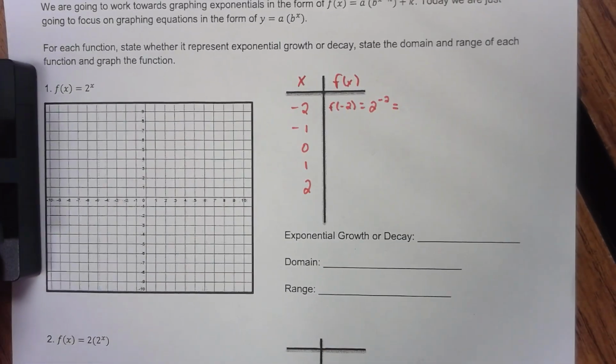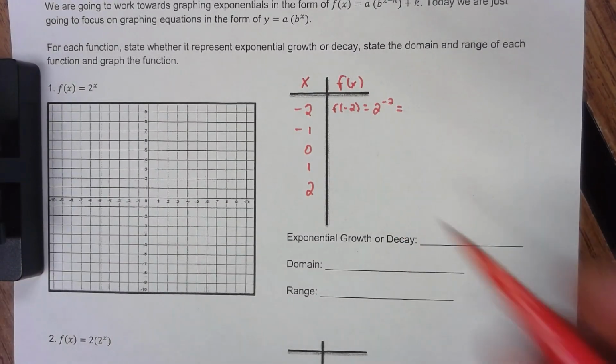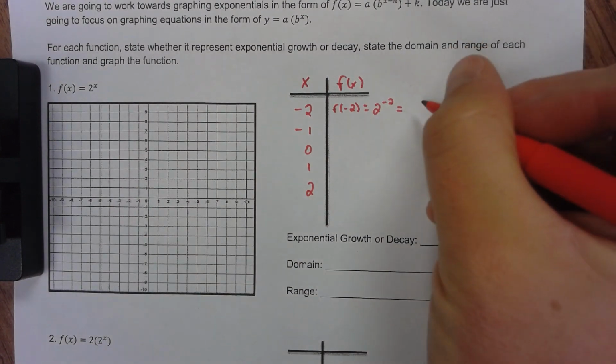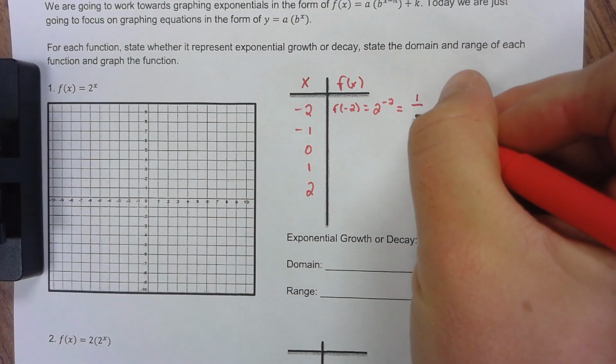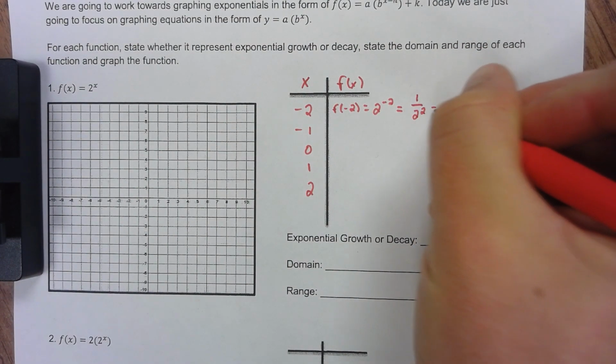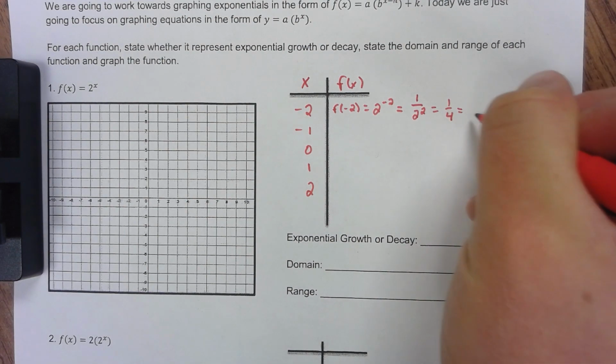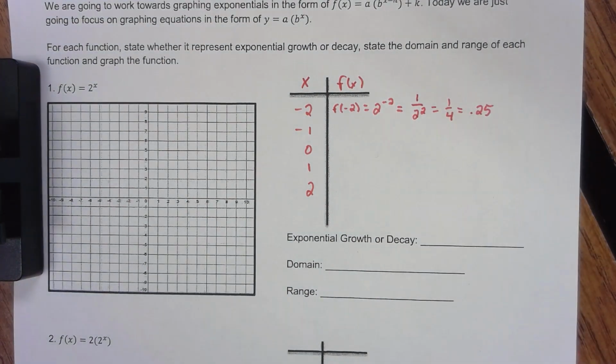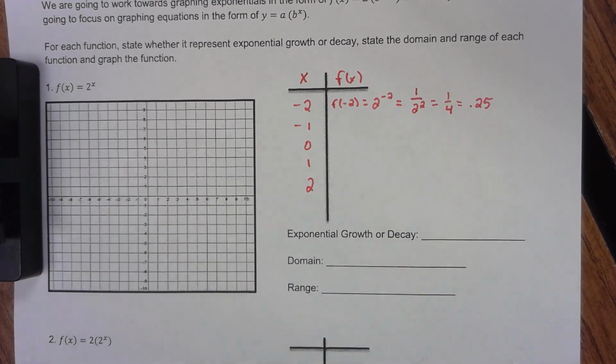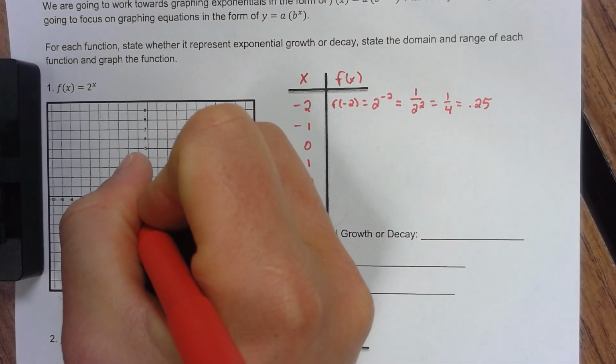If I have 2 to the power of -2, the negative exponent says this term needs to go down to the denominator, which makes the numerator 1, and this is 2 squared, which is 1/4. As a decimal, that's 0.25. So that's 1 point we'll plot, (-2, 0.25).